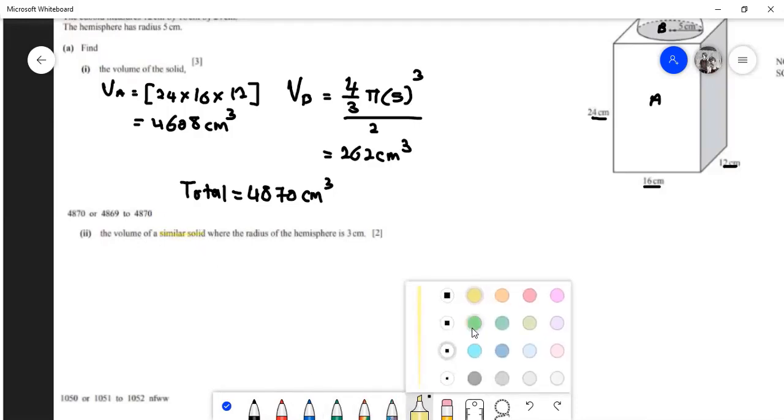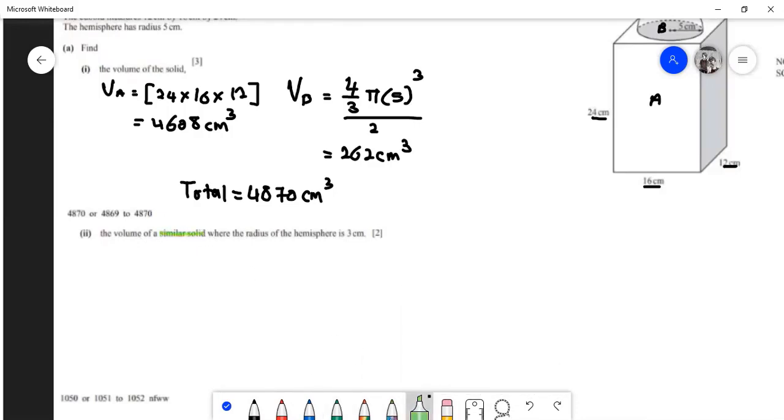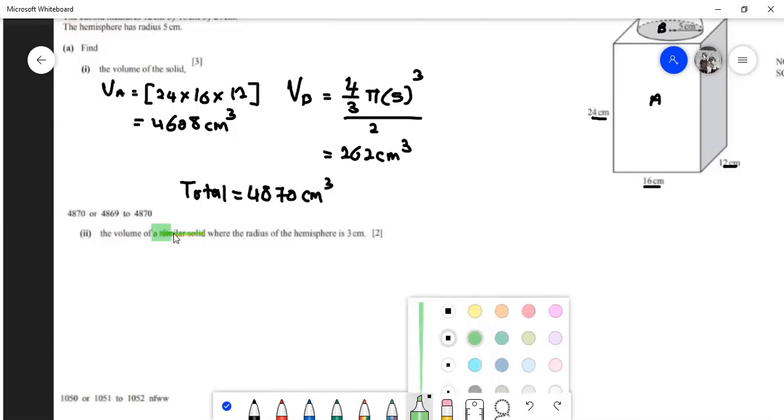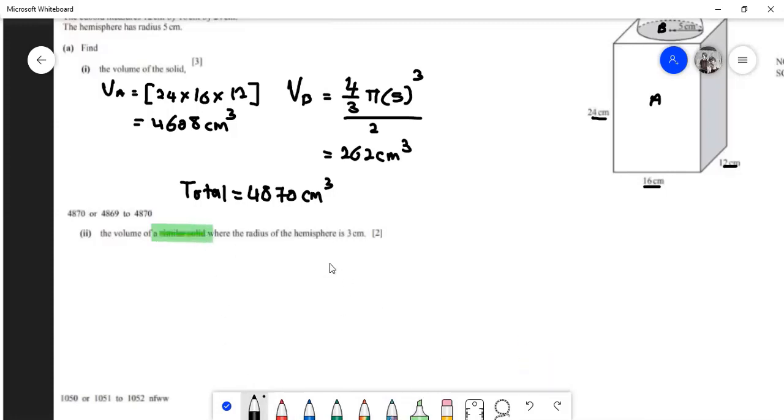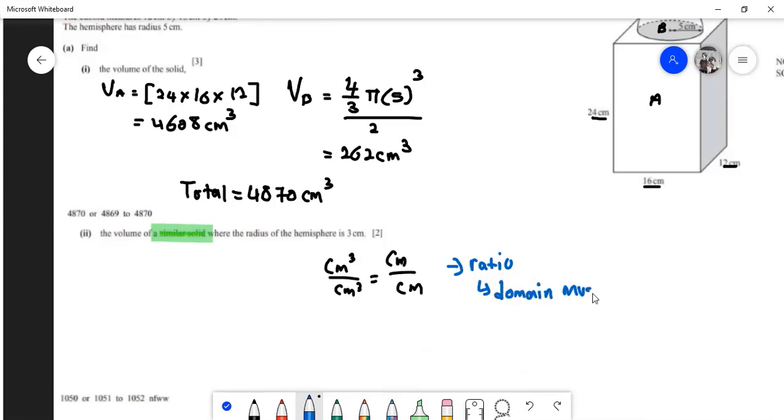Whenever you see similar solid, you should remember the formula your teachers have taught you before. You remember there's a thing we call cm cube over cm cube and cm over cm. These are the levels that we are looking at. If this is cube, this is not cube. Whenever we do ratio, our dimension, left and right, must be the same. Right now we are looking at a cubic level and a power 1 level, which is not balanced. So we can't do that.